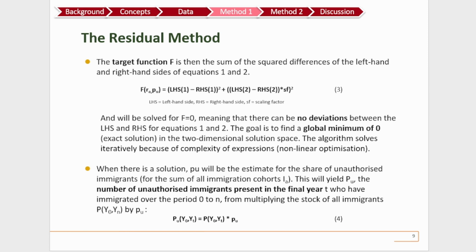The GRG estimator, a generalized reduced gradient, I think, and look for a global minimum for that solution, so that both equations solve perfectly, which then gives you the parameter estimates for PU and for RA. So far, that's the theory.